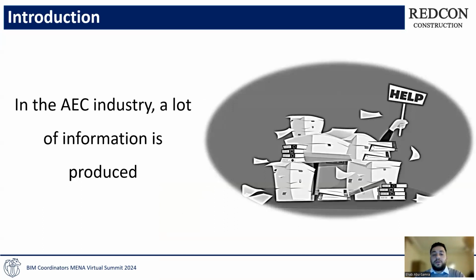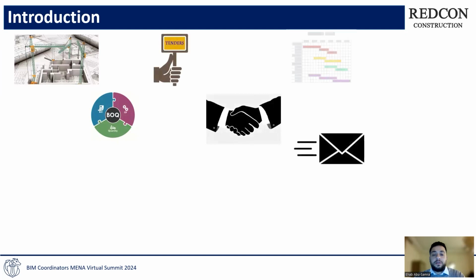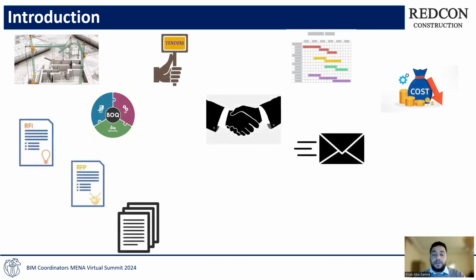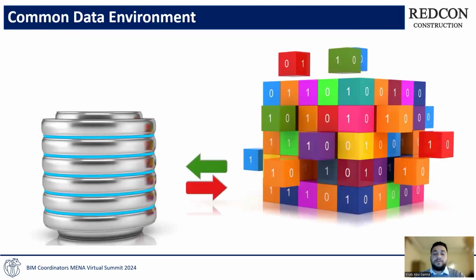In the AEC industry, a lot of information is produced. It is diverse between drawings, bill of quantities, tenders, correspondence, baseline documents, requests for information and proposals, reports, quantity surveys, inspections, maintenance and operations, and handing over documents. So, effective information management is a critical challenge. The information is often unstructured, poorly coordinated, and hard to find. So, we need a solution for this. The solution is the common data environment.